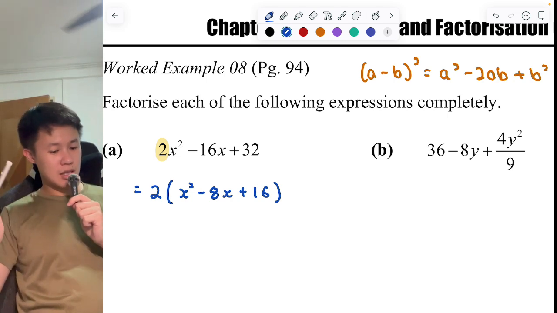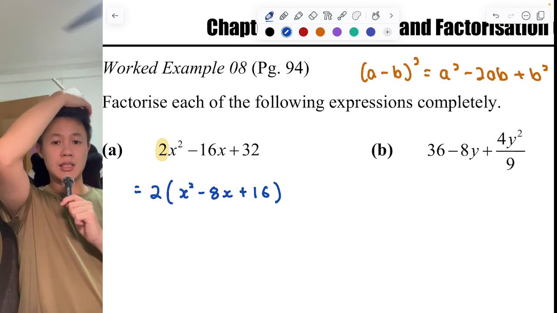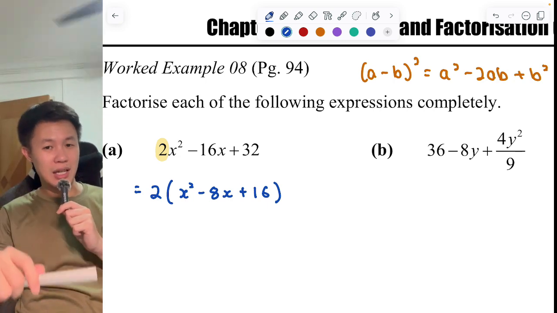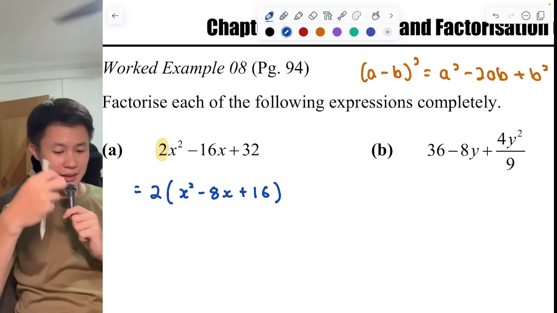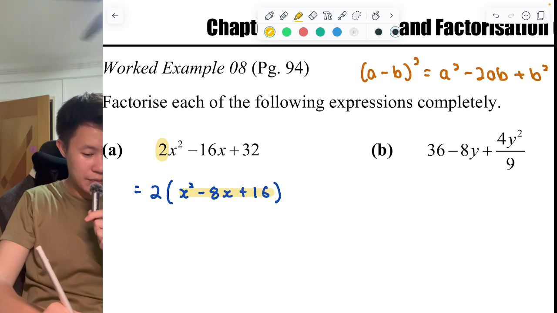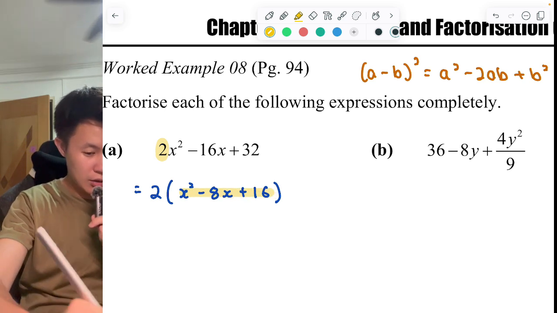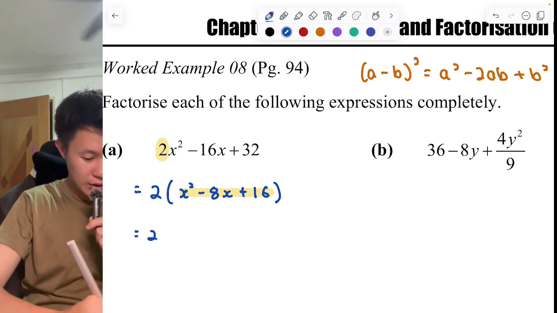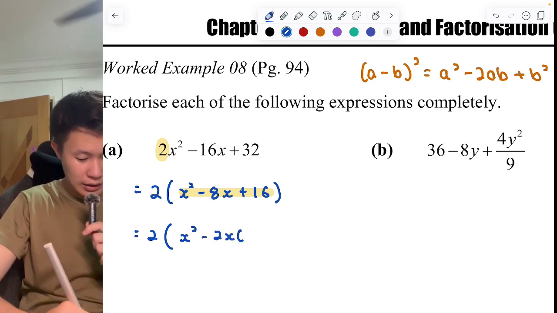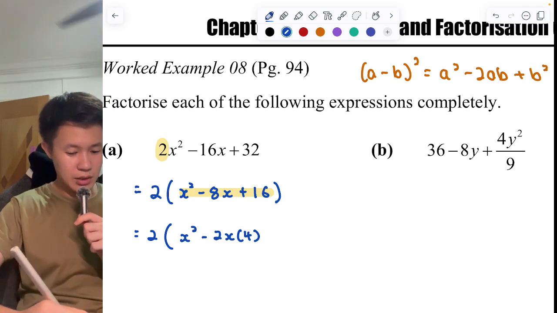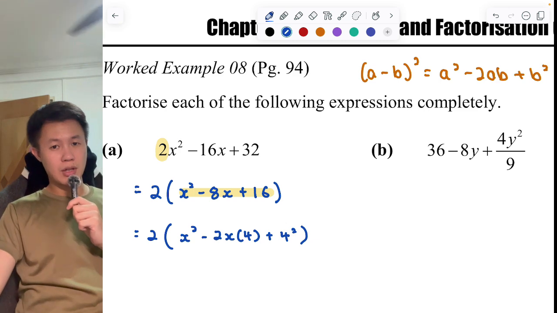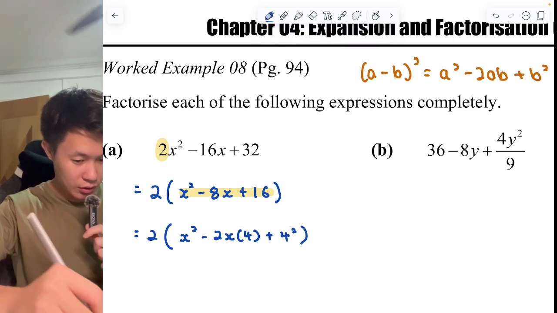Now, many students tend to take away this factor of 2 because they assume it's an equation. However, the problem with it is that the 2 needs to be there because this is an expression. We are trying to maintain the value, and all we want to do now is to factorize this guy using the identity, which if we look carefully, it will be the 2 here. This will be x squared minus 2 times of x times 4, right? So that's 2ab plus 4 squared. And that is your a squared minus 2ab plus b squared over there.